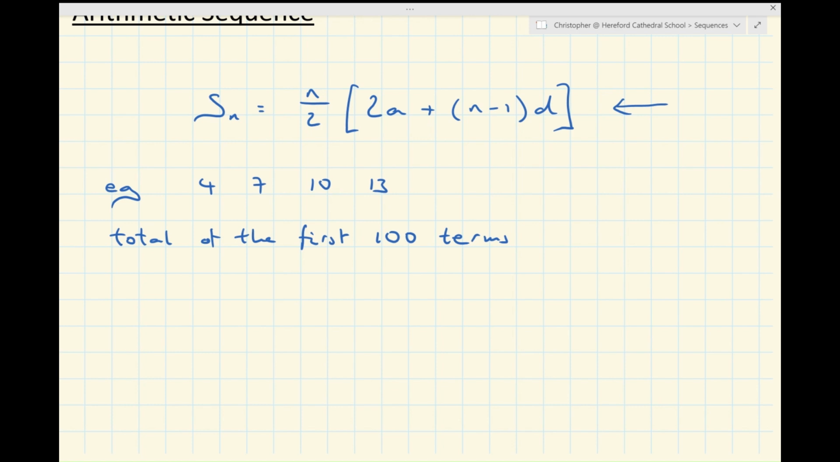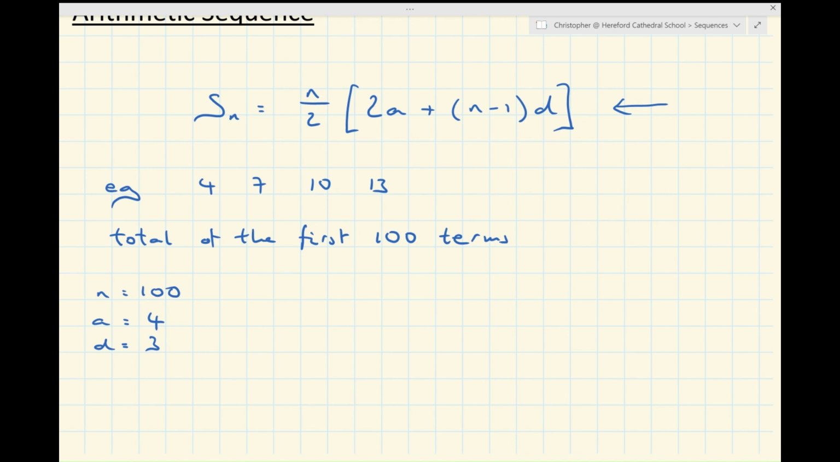So our question is to find the total of the first 100 terms of the sequence that starts 4, 7, 10, 13. Now, we're asked to find the first 100 terms, so n is 100. A in the formula, A being the first letter of the alphabet, is the first term of the sequence, which in our case is 4, and d in the formula is the difference, and in our case, the difference between each of the terms is 3. So that's all we need to know now to work out the sum of the first 100 terms.